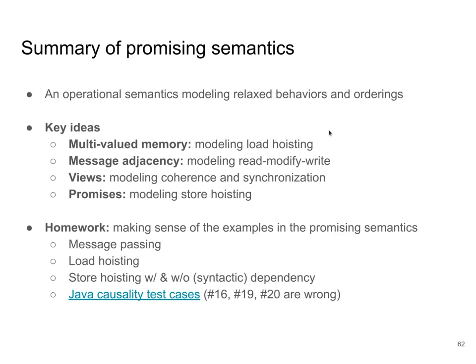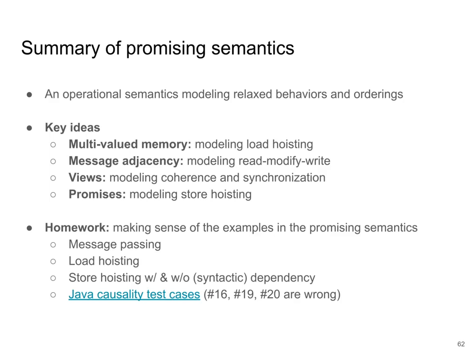Okay, let me summarize the technical content of the promising semantics. It is an operational semantics based on views and promises that is trying to model the relaxed behaviors and orderings. So there are 4 key ideas. One is multi-valued memory. It stores the entire history of the stores, and it is used to model the load hoisting. The second idea is memory adjacency for modeling read-modify-writes such as fetch-and-add and compare-and-swap.